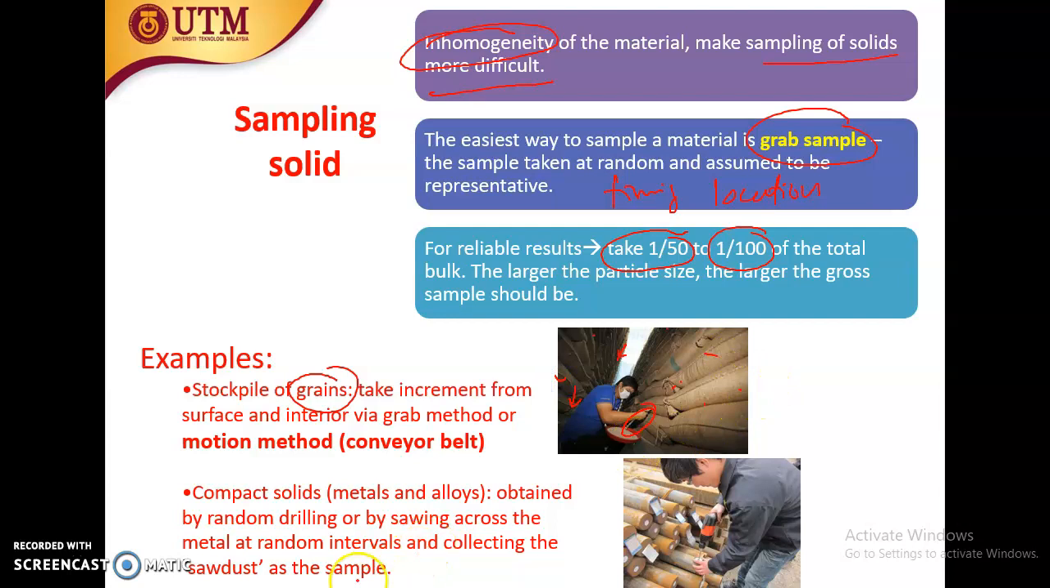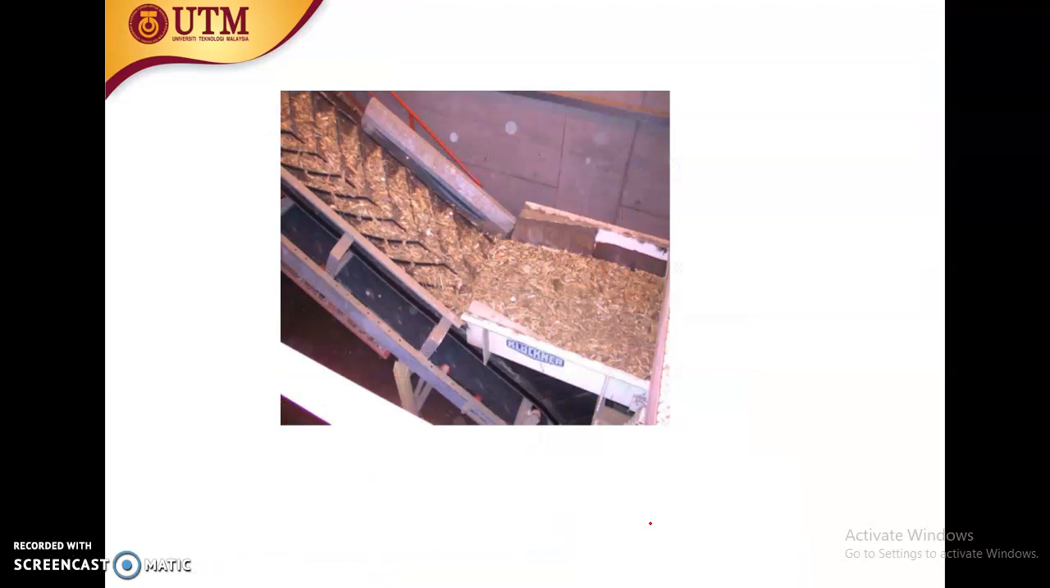But what if you have a conveyor belt? So this is even better because it is time based. Means that, okay, you sample at 30 minutes time interval. It's even easier. Okay, what if you have something like metal and alloy at different places? You can drill. Okay, drill. So this is the conveyor that I mentioned, usually for grains. Okay, you want to quality check it.